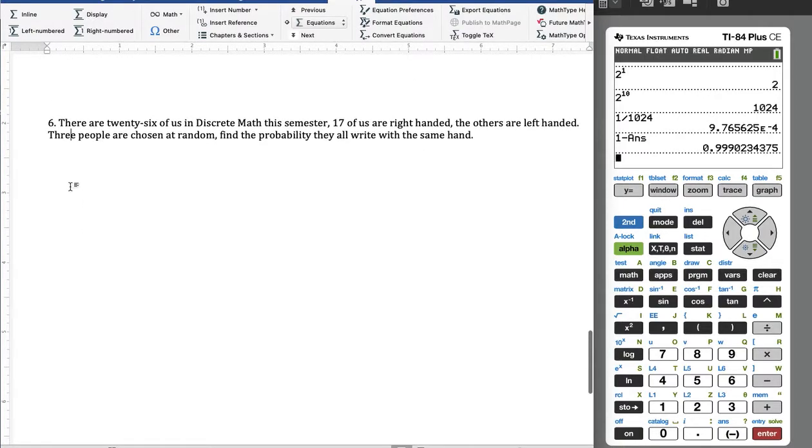And lastly, there are 26 of us in discrete math this semester. If you've never looked around, 17 of us are right-handed, the other 9 are left-handed. 3 people are chosen at random. Find the probability that they all write with the same hand. So all writing with the same hand would be all right-handed or all left-handed. There's that phrase "or" in the middle there. "Or" tells us we're going to be adding things.